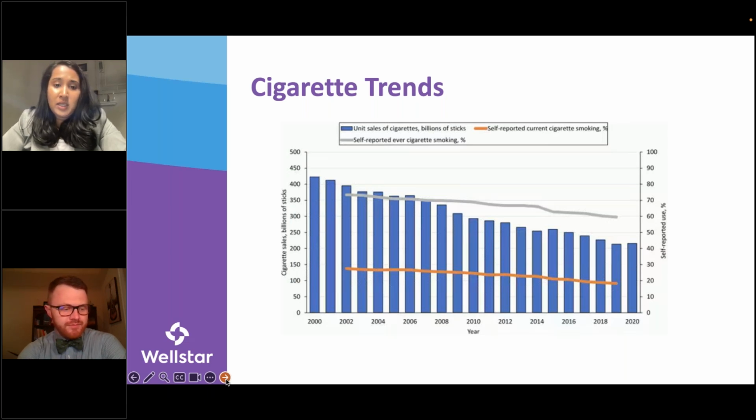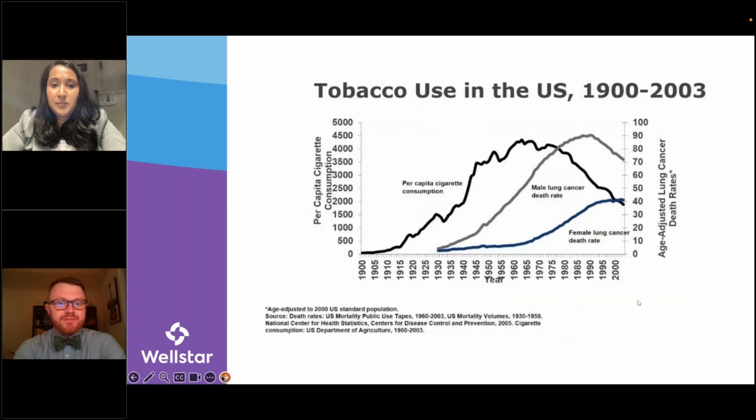The overall trends for cigarettes over the last 20 years are slowly starting to decline now, but still about 25 billion cigarette packs were sold in the last year alone, and that's still quite significant as far as trends of cigarettes go. How does the consumption of cigarettes relate to lung cancer related death? The black line in this graph follows the trend of cigarette consumption. The gray line is the male lung cancer death rate, and the blue line is the female lung cancer death rate.